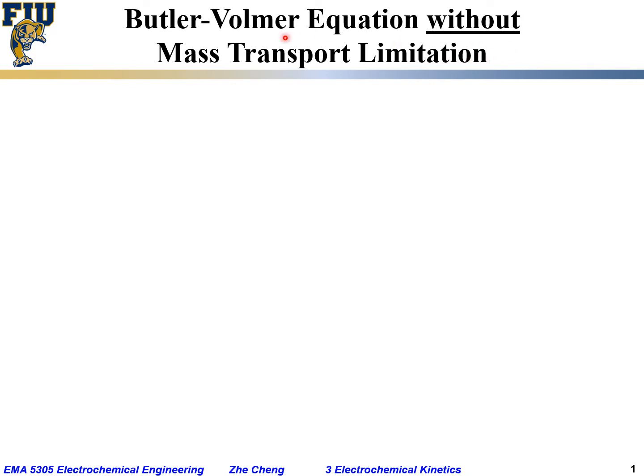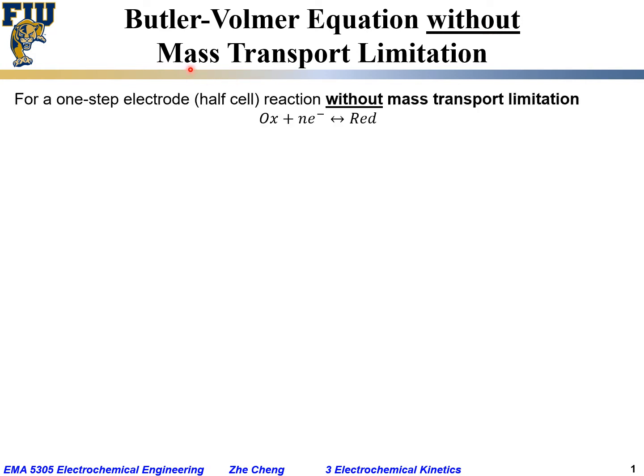And let's first look at it under a simplified condition, which is without mass transport limitation. Let's first take a look at a one-step electrode reaction, or we say half-cell reaction, but without mass transport limitation. Typically, mass transport is to bring species to the reaction site and bring products away from the reaction. And sometimes this mass transport can limit the reaction rate. But let's first look at the case without any limitation from mass transport, which means the bringing of species to and from the reaction site is very, very fast.